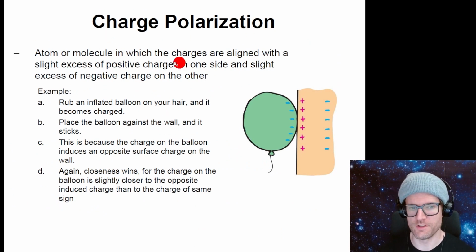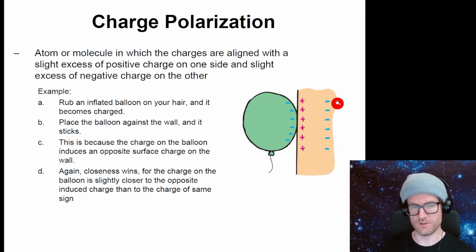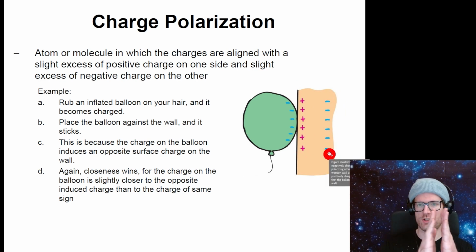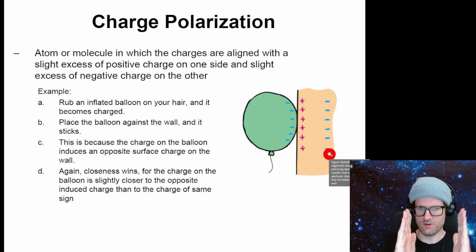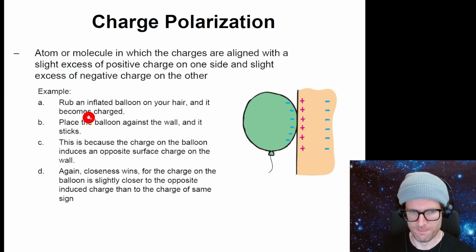Okay, charge polarization. Let's read this. An atom or molecule in which the charges are aligned with a slight excess of positive charge on one side and a slight excess of negative on another. If we look at this balloon, it has a negative charge. If you bring it close to the wall, it pushes the electrons away, which then causes a row of positive charge and a row of negative charge. We get this charge separation, and that's called charge polarization. Okay, so this is an example.